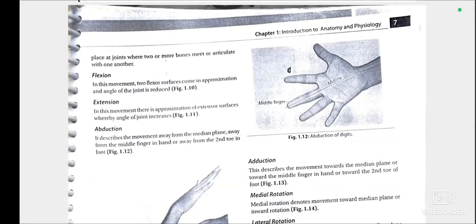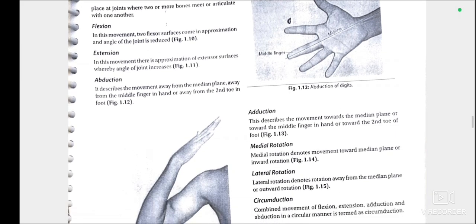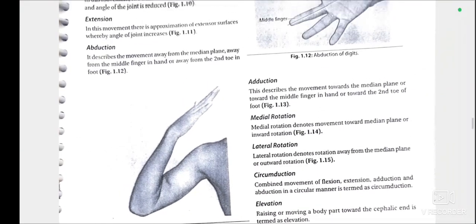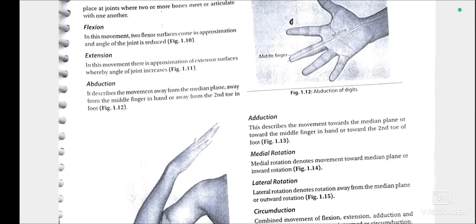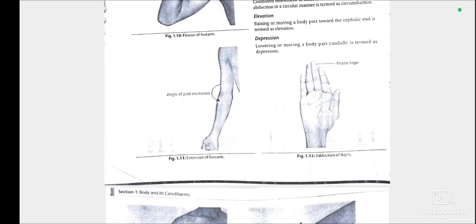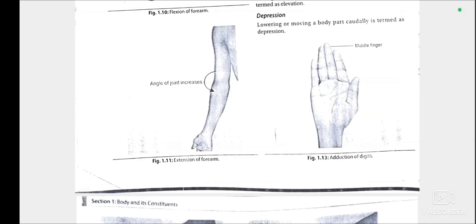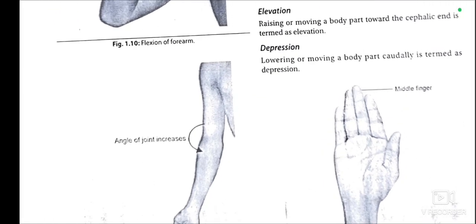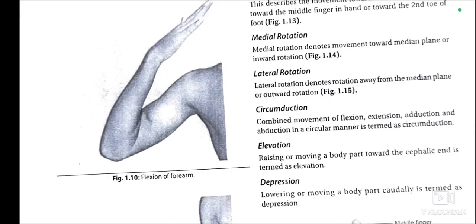Flexion is the movement in which two flexor surfaces come into approximation and the angle of the joint is reduced. Flexion means bending. You can see this is flexion of the forearm. The next is extension. Extension is the movement with approximation of extensor surfaces whereby the angle of the joint is increased. You can see the diagram. This is the extension, the hand moving downwards. The angle of the joint will be increased, but in flexion the angle of the joint will be decreased.